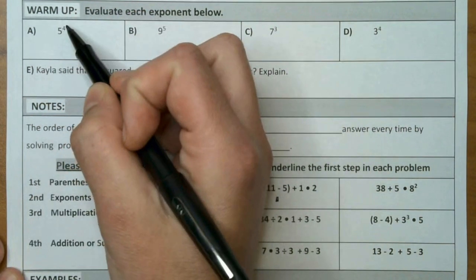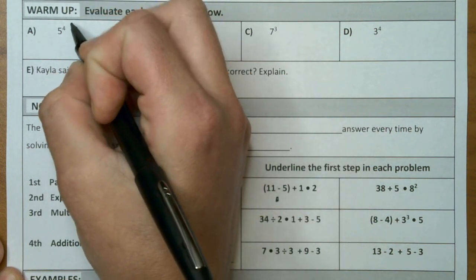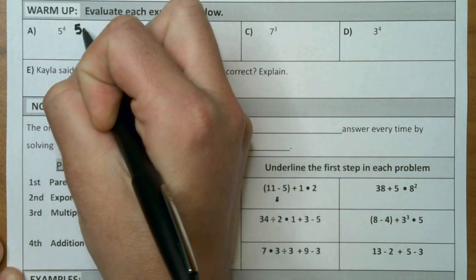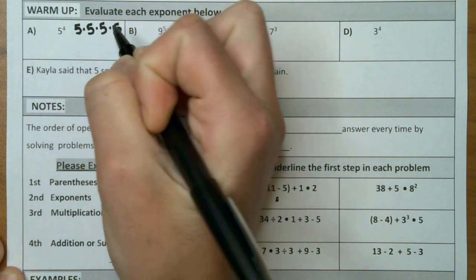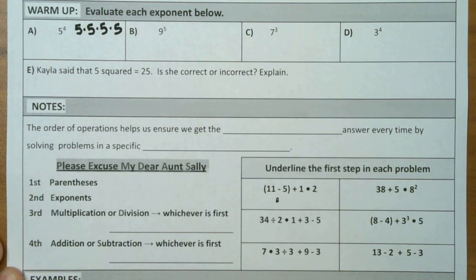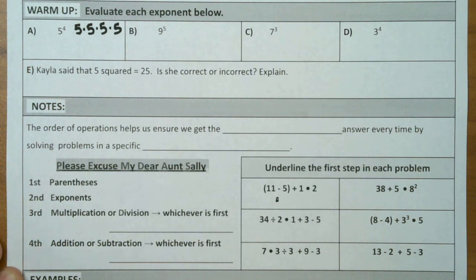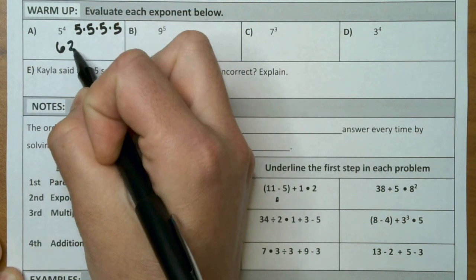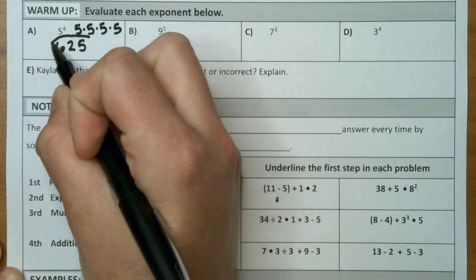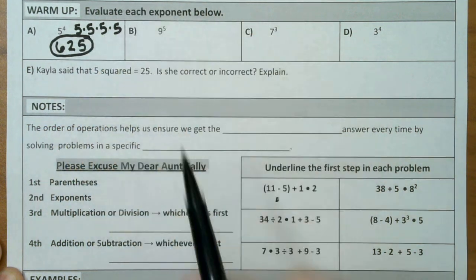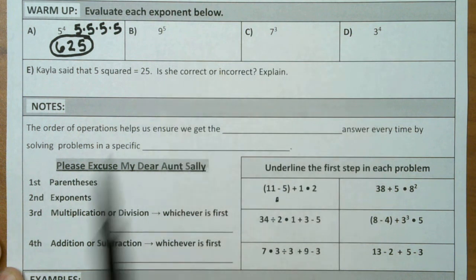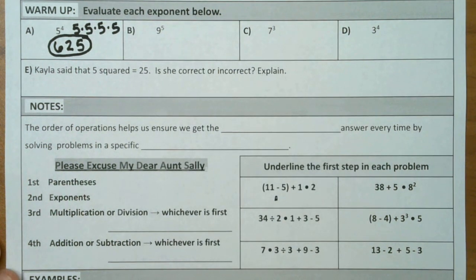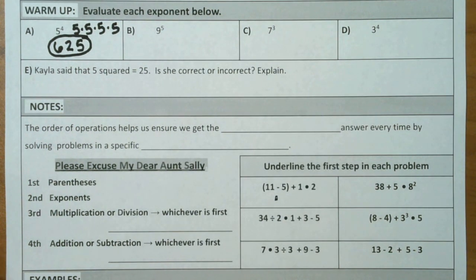So if we have 5 to the 4th power, what that really means is 5 times 5 times 5 times 5. And when I multiply 5 times 5 times 5 times 5, I get 625. Pause the video and complete B, C, D, and E on your own, then come back to the video.